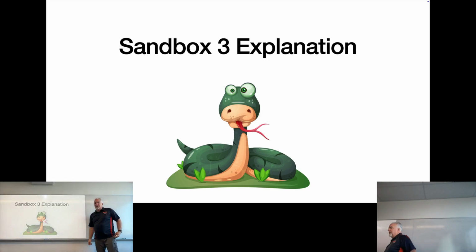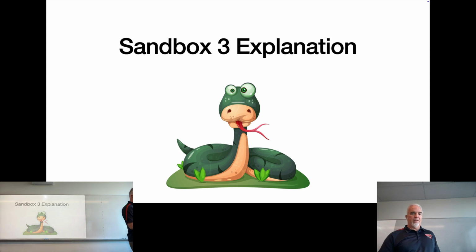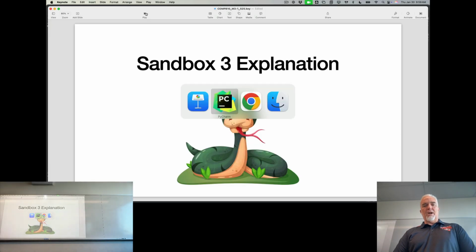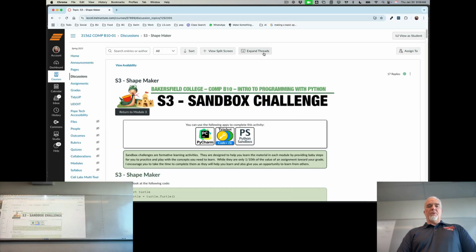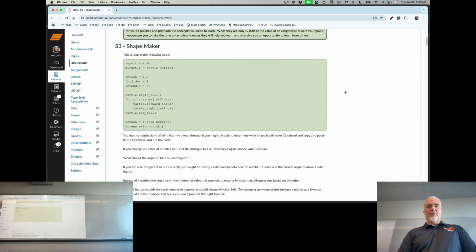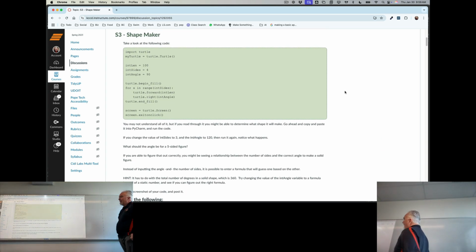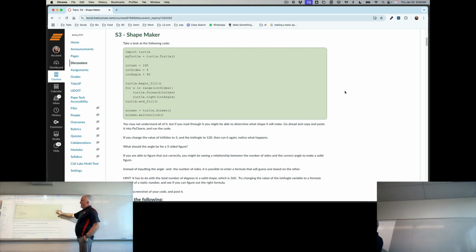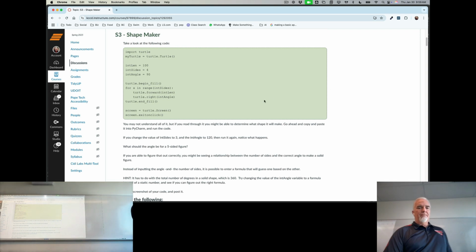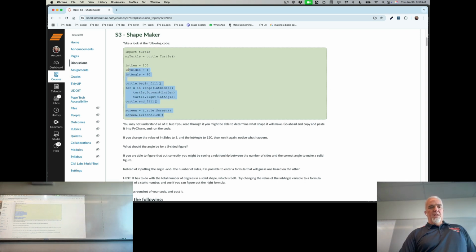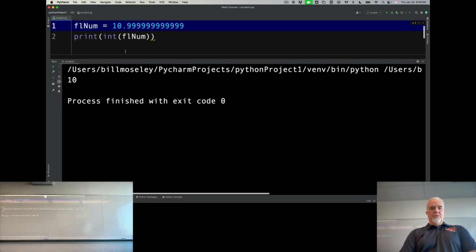Before we get into the assignment, I want to cover the Sandbox 3 explanation. Sandbox 3 is super simple, but gives you some exposure to basic math by controlling a turtle. So in this shape maker, I want you to take this code, copy and paste it into PyCharm, and play around with it a little bit to make some observations.